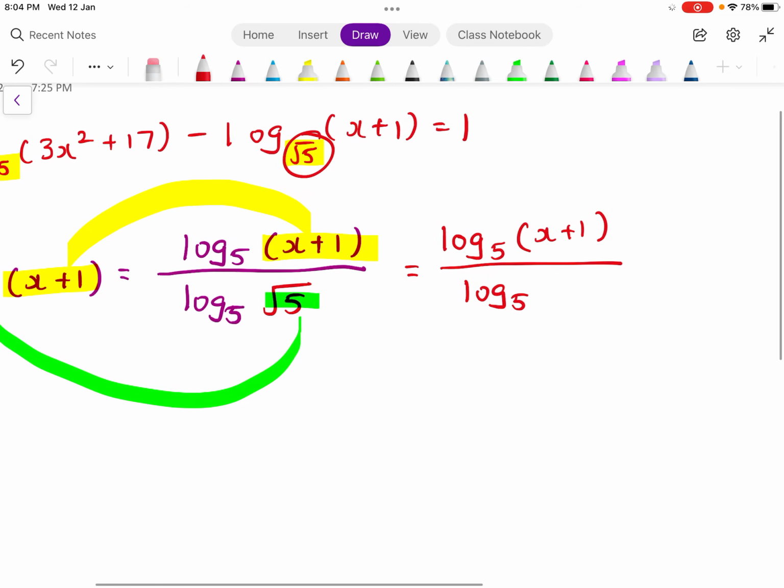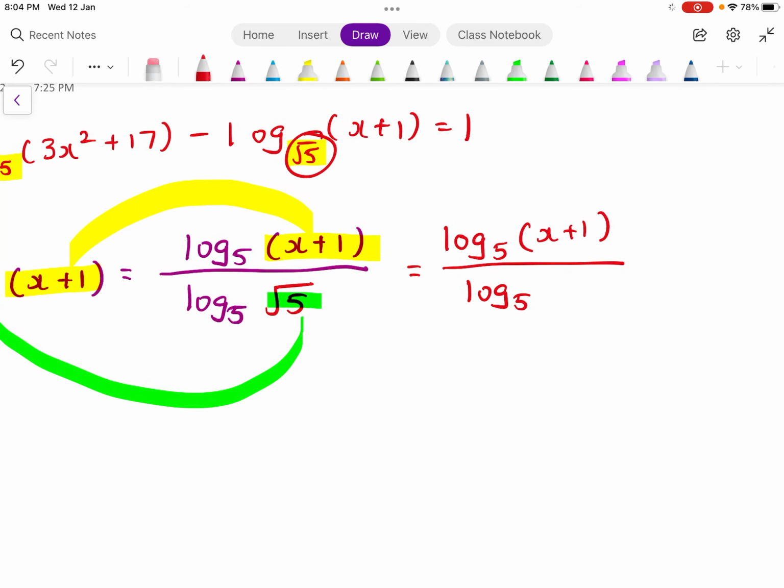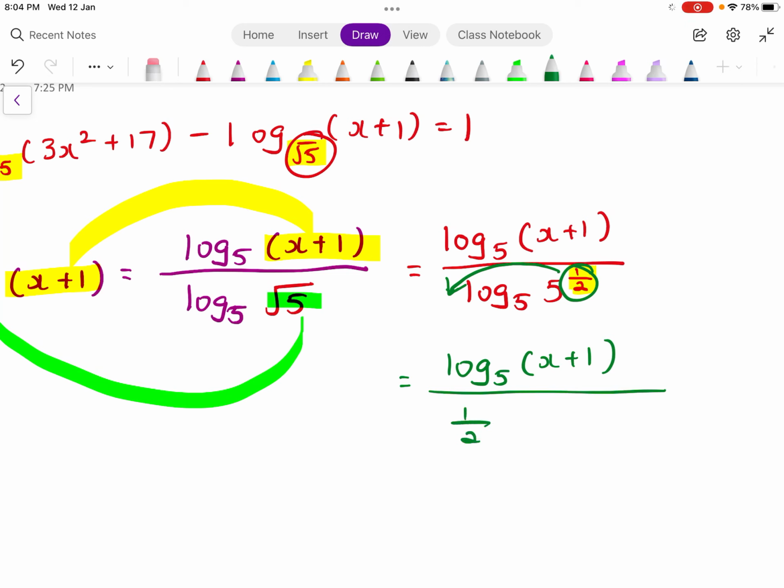So square root 5, you need to recap on your indices already. How do I change square root 5 to indices form? You should put 5 to the power of half. After that, you will notice my half is the power. There's one law regarding the power, that I can bring it down. So I can bring the whole thing down right here. So now instead of writing as power, I put log base 5 of (x plus 1), then after that half, then log base 5 of 5.